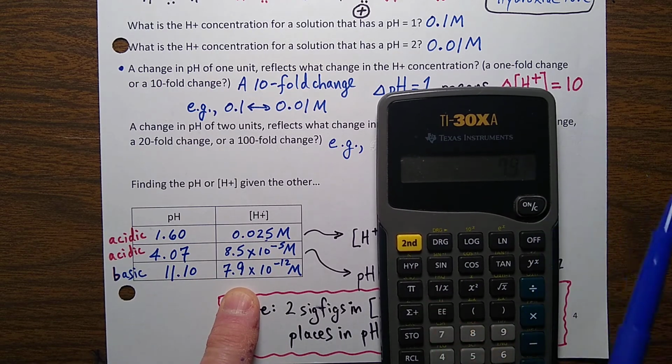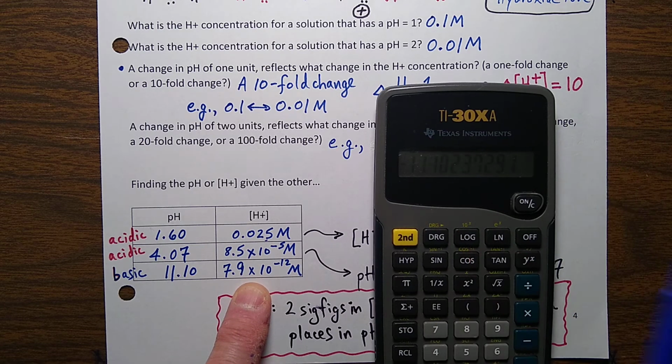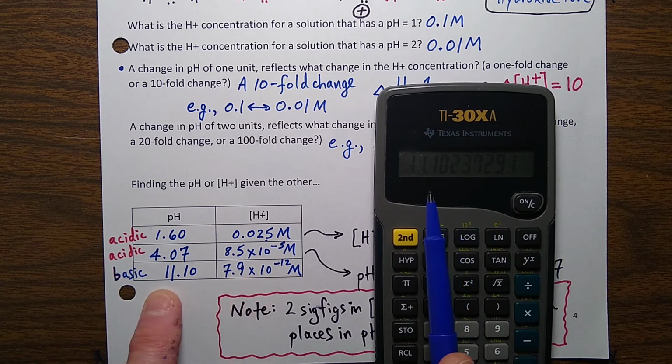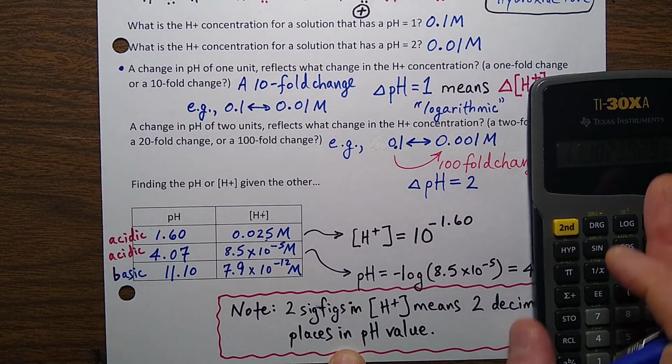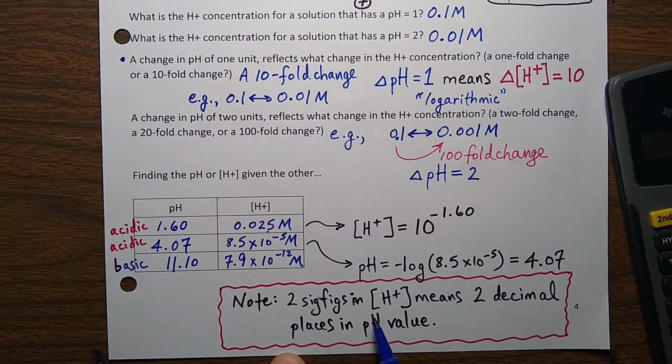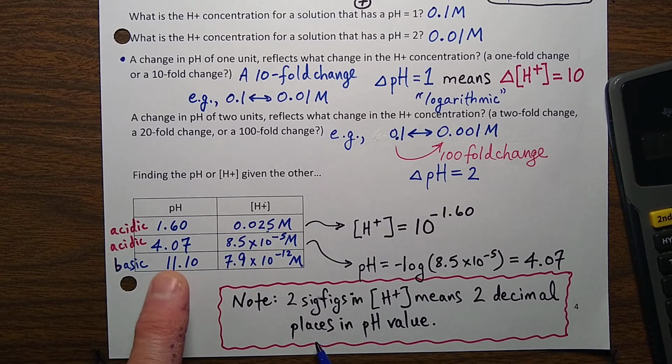7.9 to the negative 12th power. I've entered that in. Take the logarithm, you'll see, take the opposite of that, 11.10. So note again, 2 sig figs in the concentration of the protons means 2 decimal places in my pH value. So let's just stop and digest this for a minute.